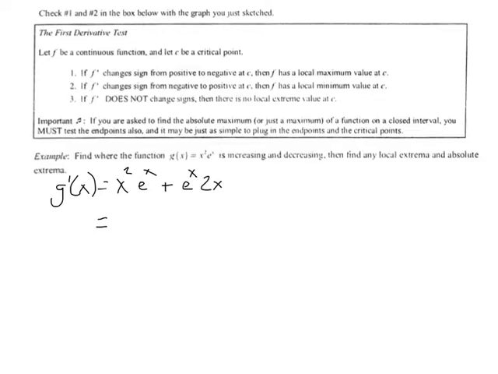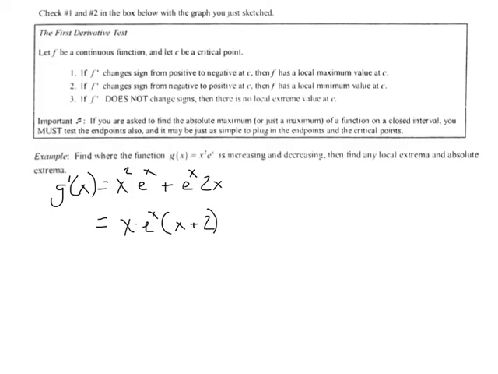So I'm going to look for things in common, and what this has in common, both chunks here, is an x times e to the x. And then in the first part, I have an x that's left over, and in the second part I have a 2 that's left over.